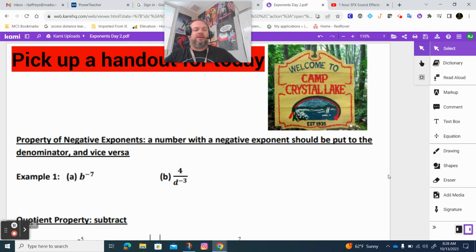We are actually moving on with our second day of exponent rules. And honestly, yesterday we did what? Multiplying and adding, right? Guess what we're doing today? Dividing and subtracting.